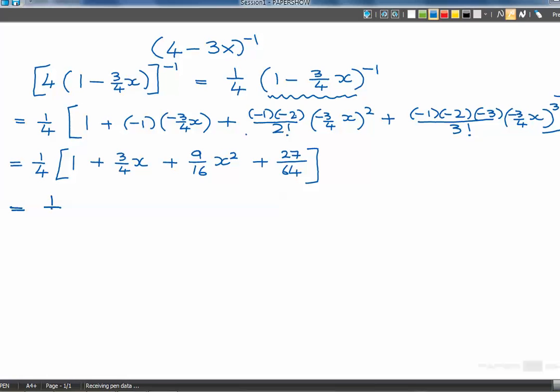So first term will be a quarter plus 3 over 16 x plus 9 over 16 multiplied by 4 is 64, x squared, plus 27 over 64 times 4 is 256, x cubed. And I've just made a little error in the step above. It should be 27 over 64 x cubed, so I'll put that in there. And that's my expansion.